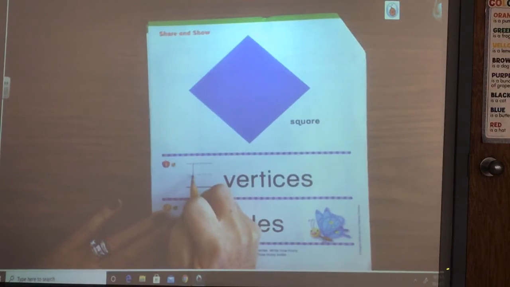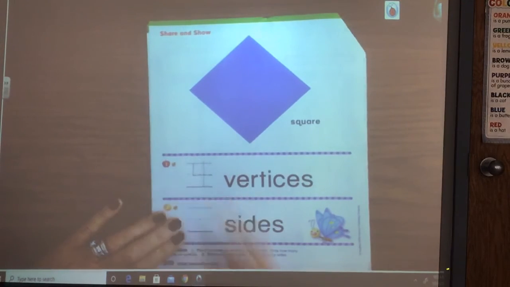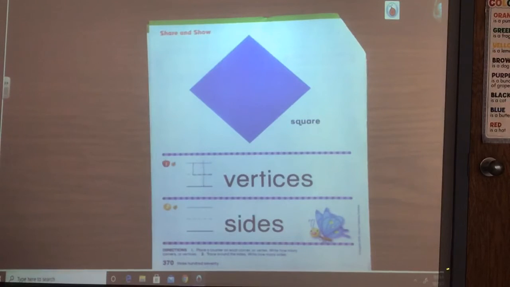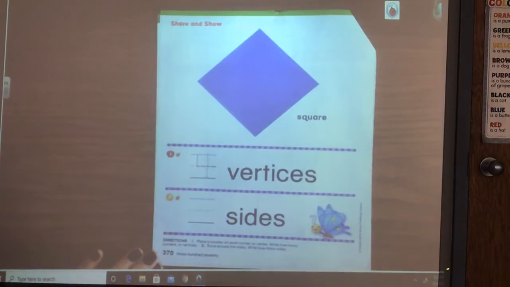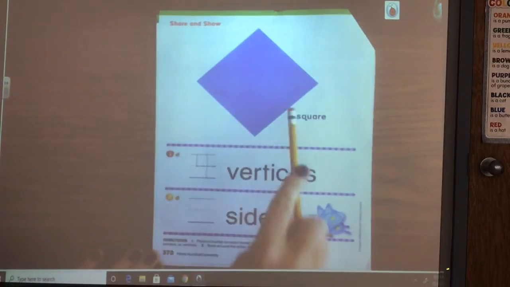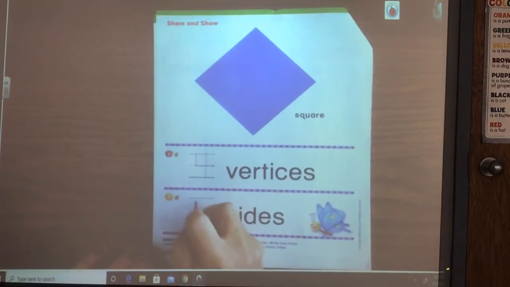Down to the dotted line and over. Down once more. How many sides does a square have? 1, 2, 3, 4. Down and over, down once more.